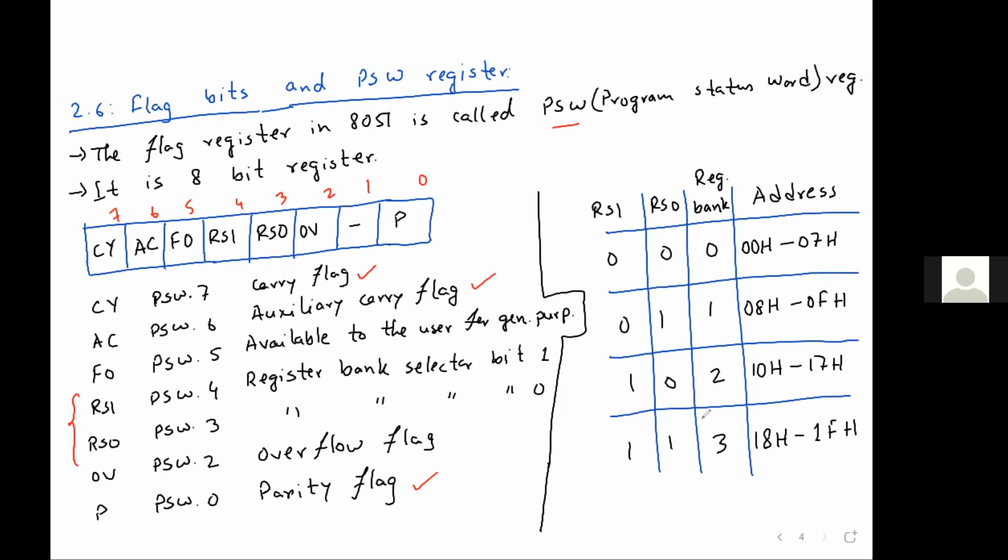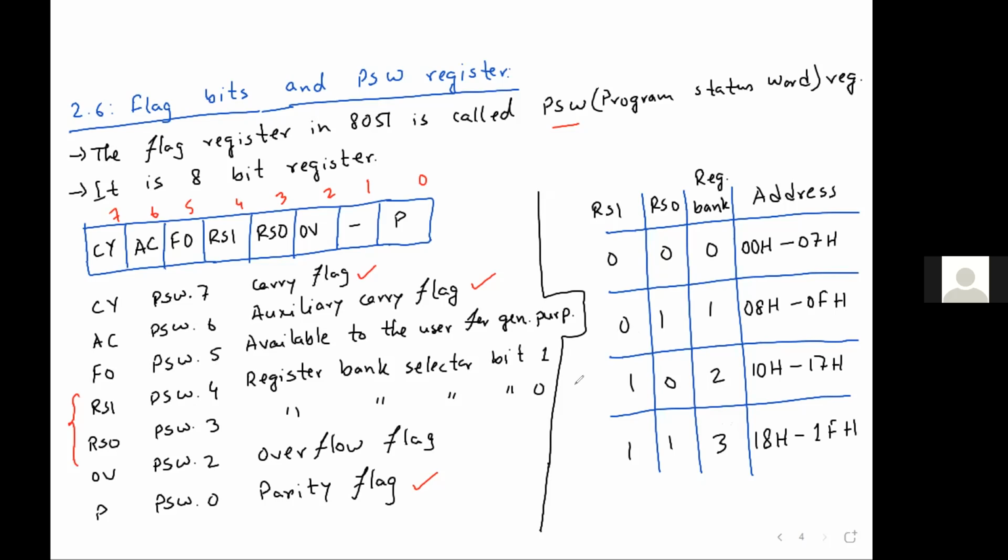So in order to do that, we use RS1 and RS0. That is your 4th bit of the PSW register and 3rd bit of the PSW register. With the help of these 2 bits, we determine which bank will be accessed. If you provide 00, bank 0 will be accessed. For 01, bank 1. For 10, bank 2. For 11, bank 3.